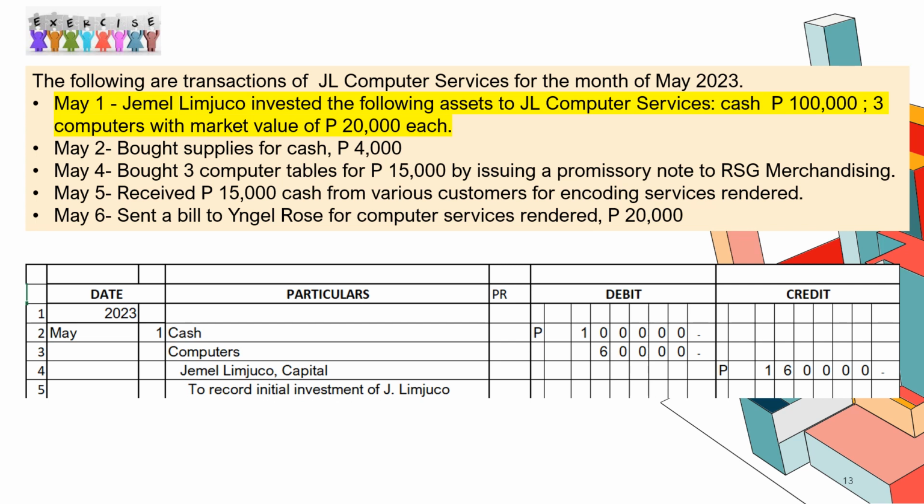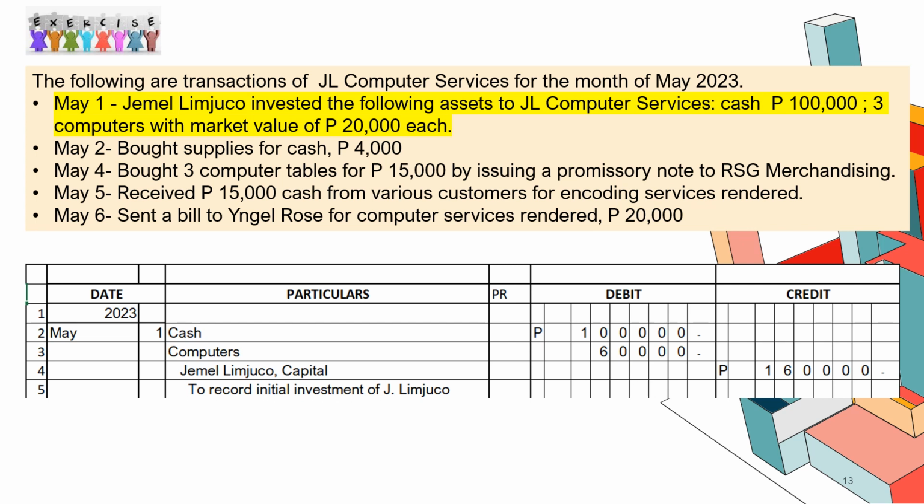That's for May 1, you have cash 100,000, debit, and then credit Jemel Limhoco capital 100,000, and then you have the explanation for that. Okay, skip. Then another entry for computers: debit computers 60,000, and then credit Jemel Limhoco capital 60,000, and then you explain to record initial investment of J Limhoco.